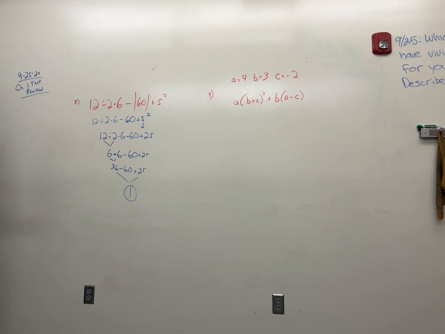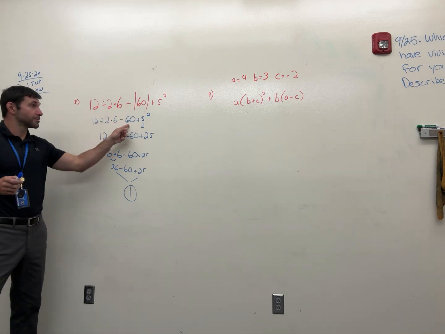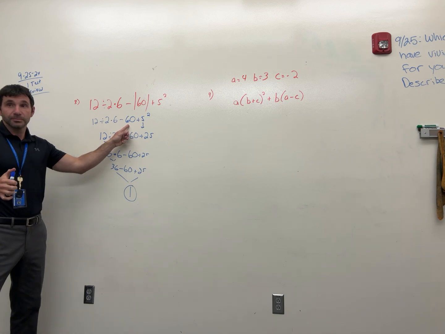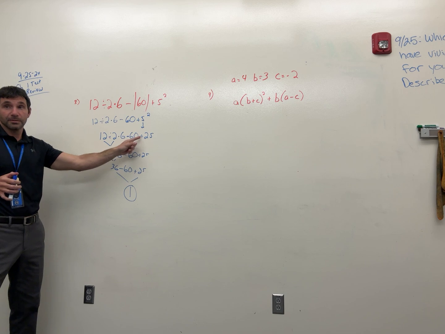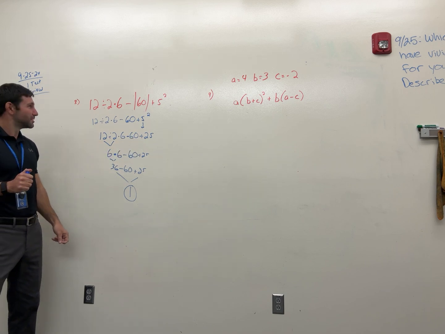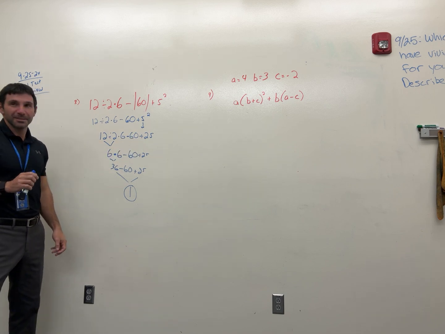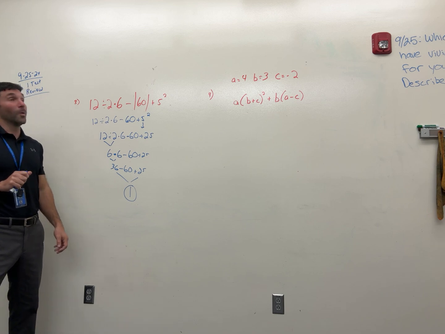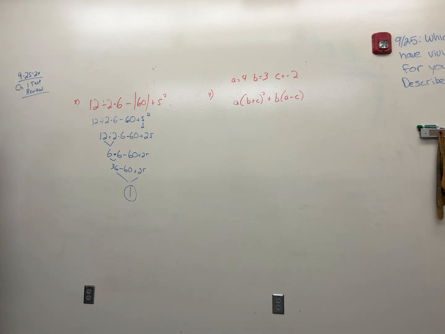Lydia, I see you looking at it like, I made a mistake. What's your question? Like the order I do. Okay, so GEMDOS, right? Yeah. So did you do grouping symbols first? Because absolute values are grouping symbols. Did you do exponents? What did you do? I did 12 divided by 2. Oh, okay. So you've got to do grouping symbols, then exponents.